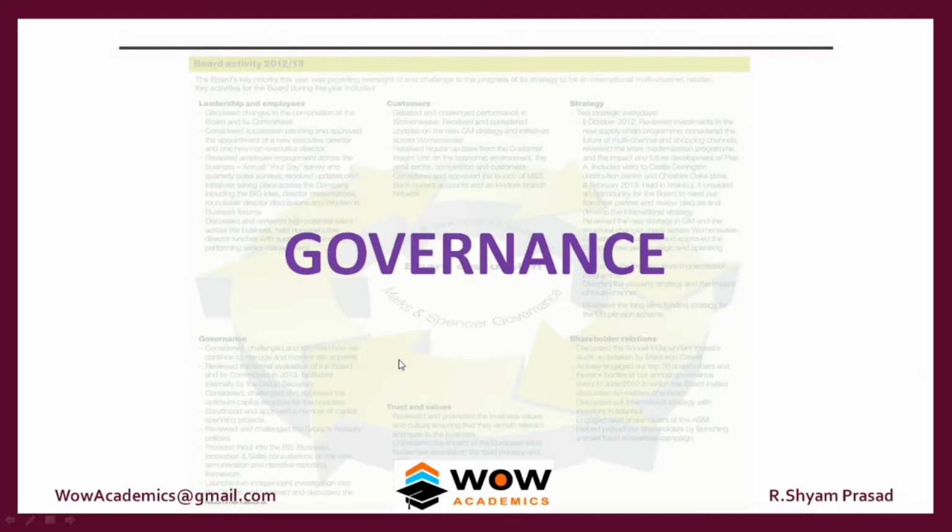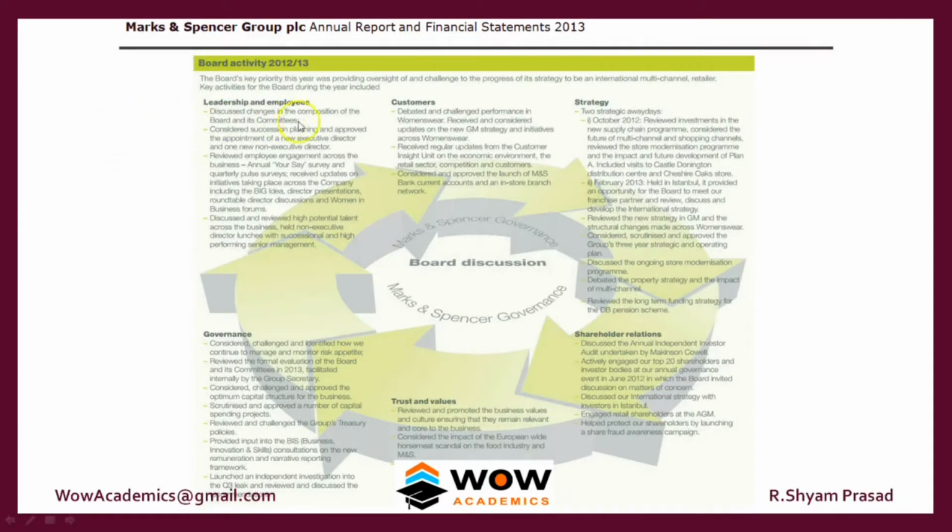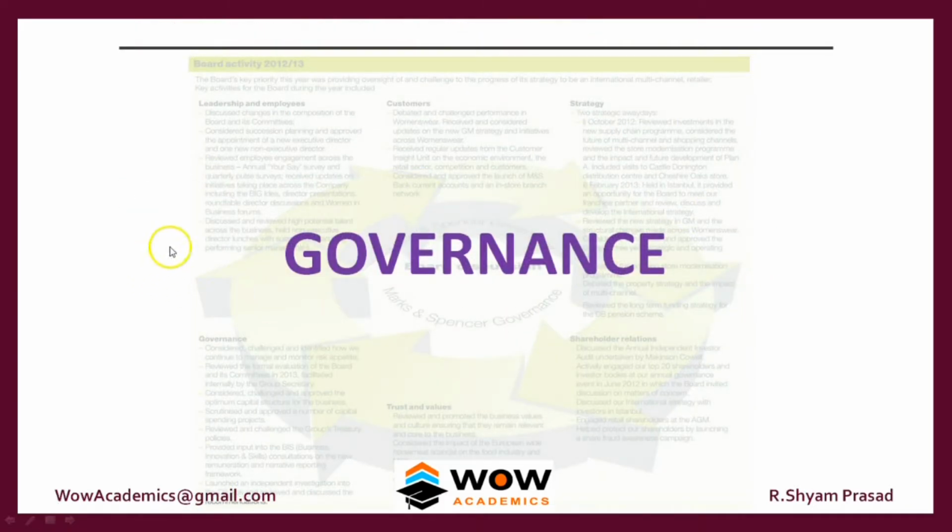So this is the governance part. It tells about the leadership, the governance, the customers, the trust and values, the strategy of the company, and the shareholder relations. Usually the governance tells about the various types of management committees. You get the remuneration committee, nomination committee, audit committee, risk committee, and all these kinds of data you can find from the governance section of the integrated annual report.